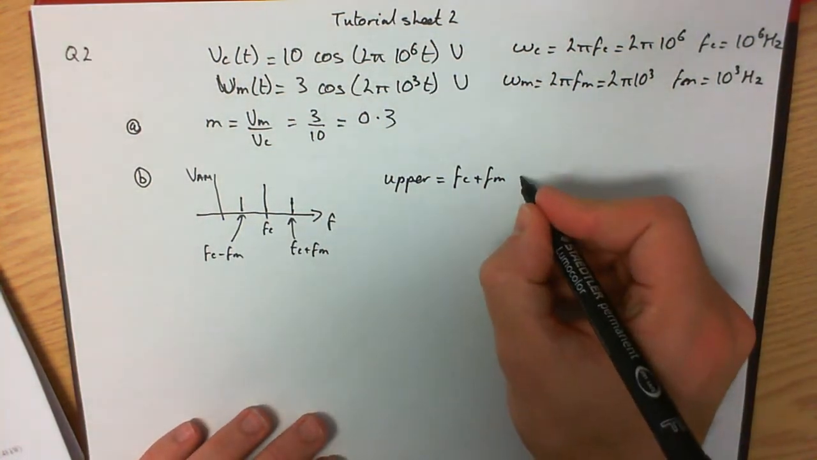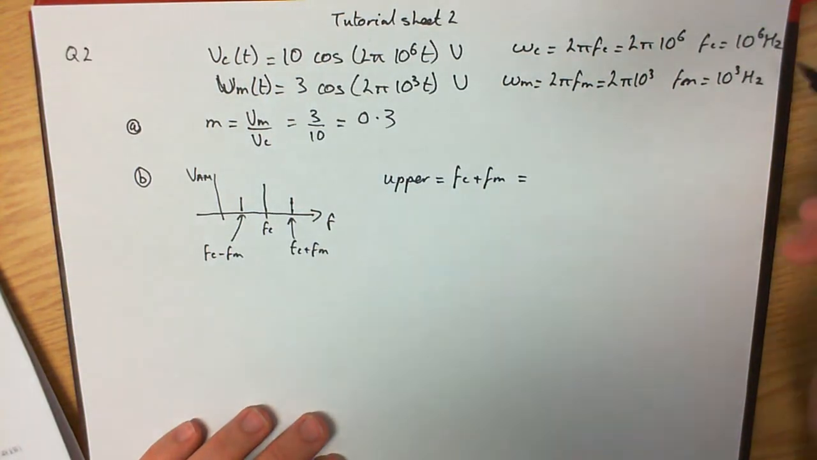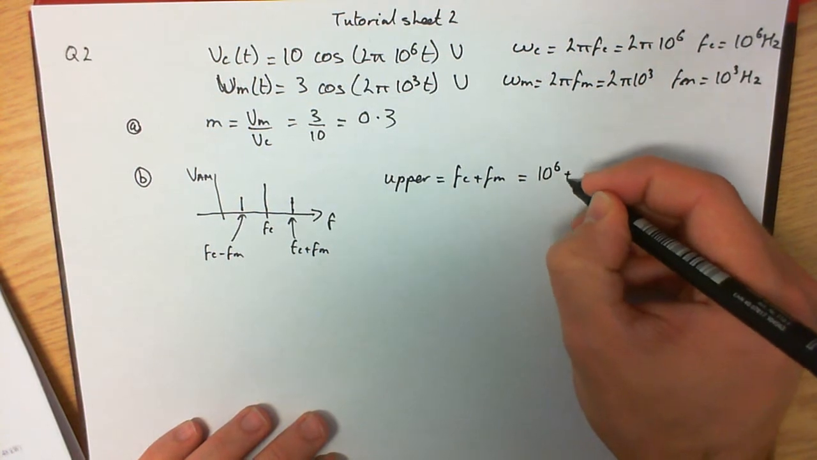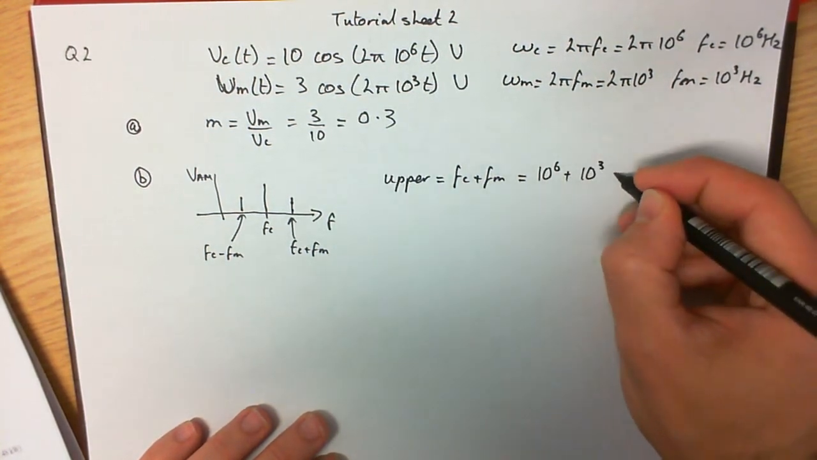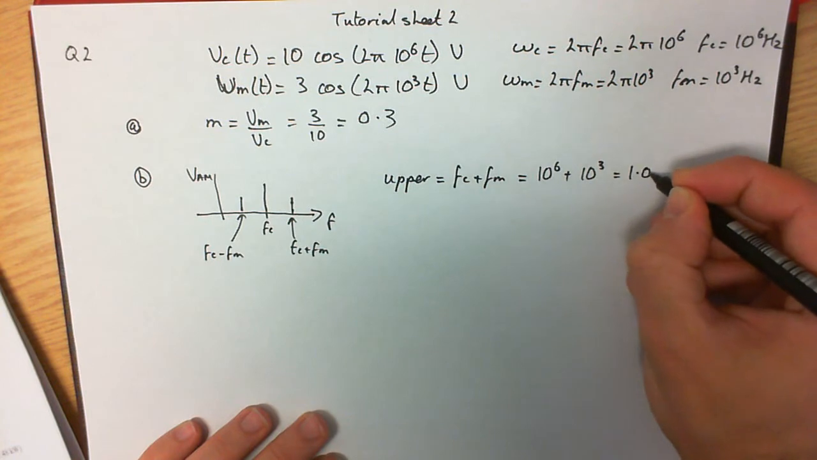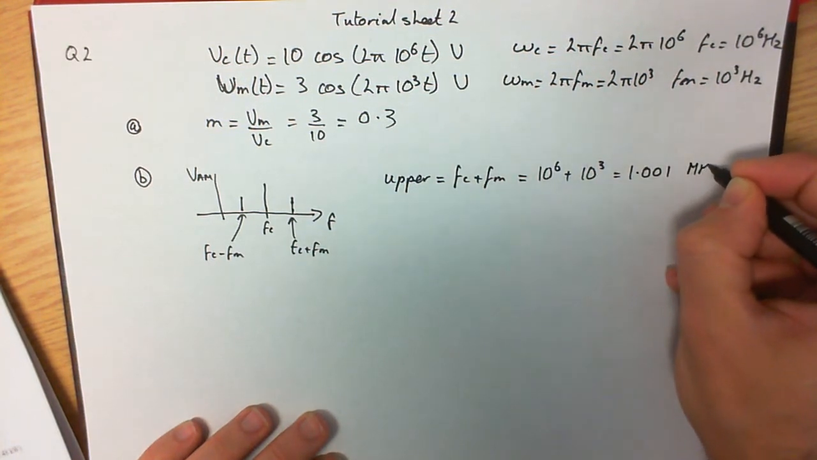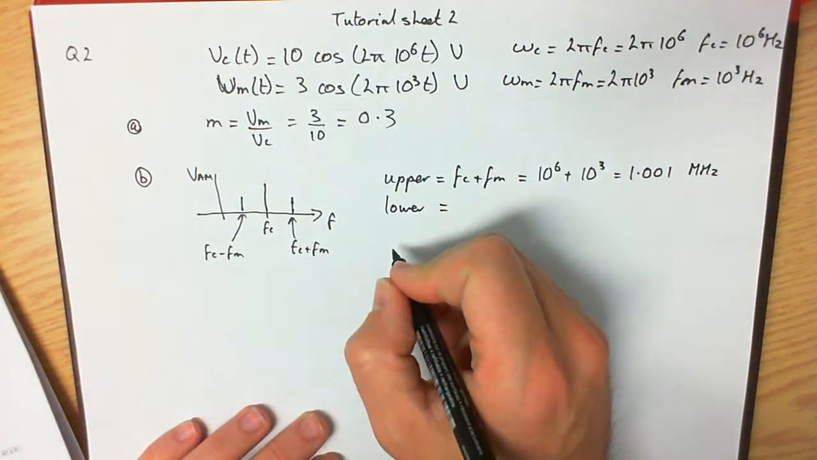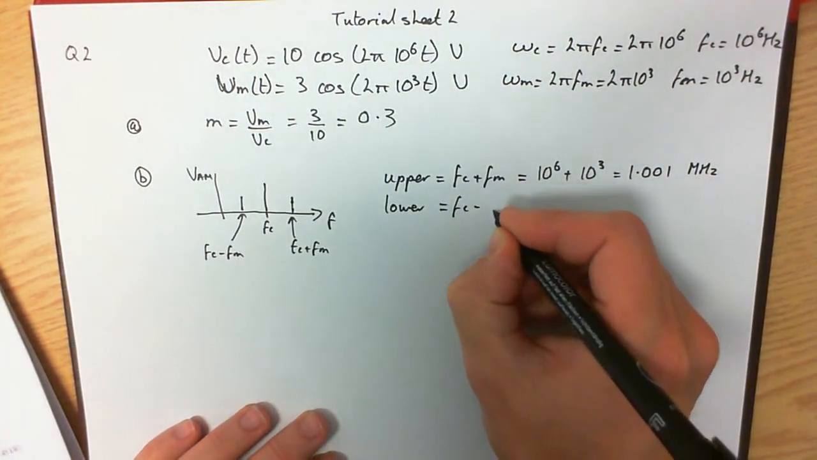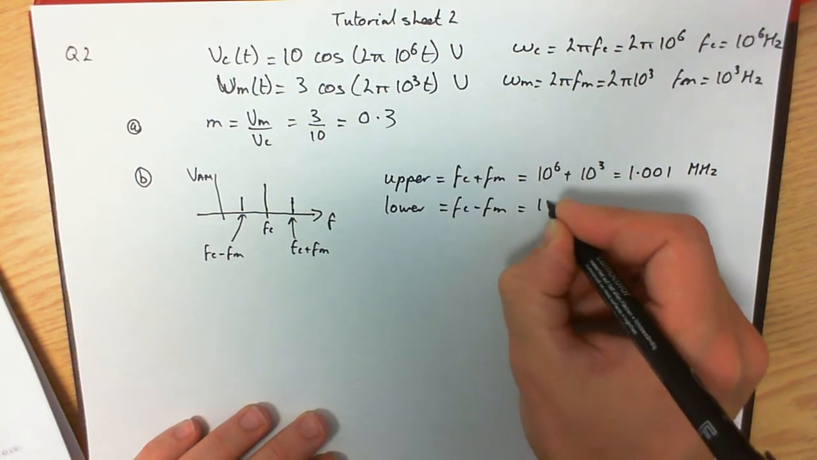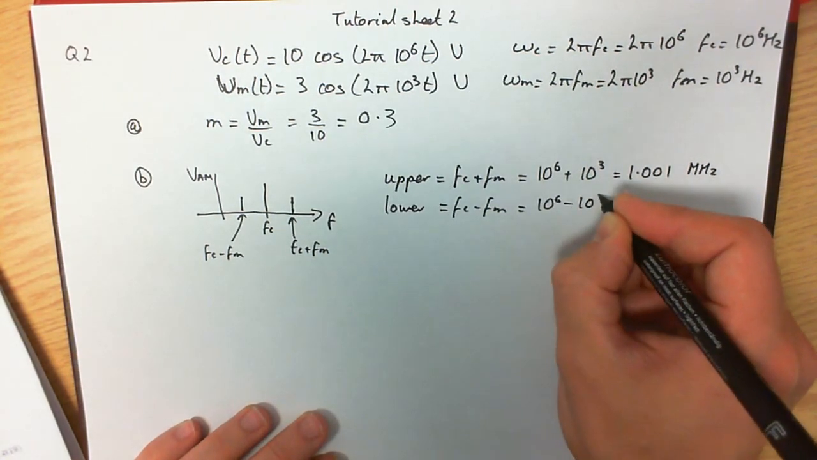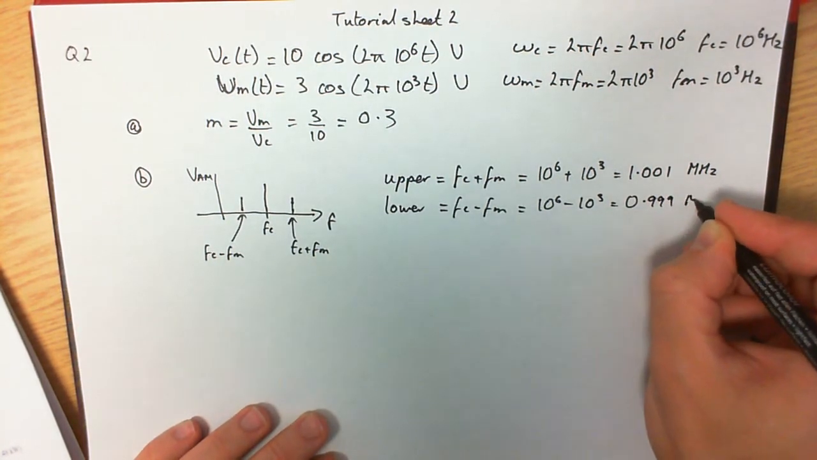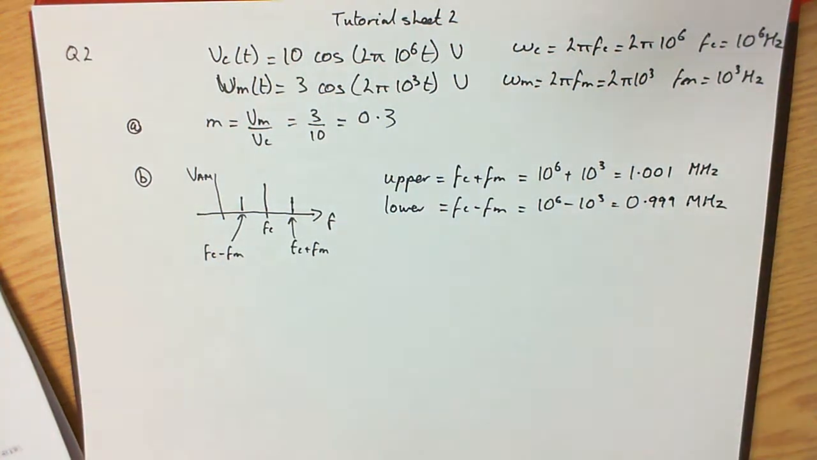So in this case, the upper frequency is 10 to the 6 plus 10 to the 3, which is equal to 1.001 megahertz. And the lower sideband frequency is Fc minus Fm, which is 10 to the 6 minus 10 to the 3, which is equal to 0.999 megahertz.